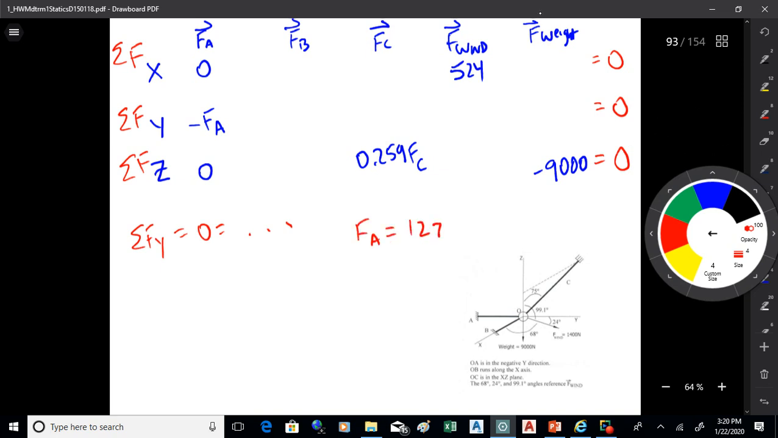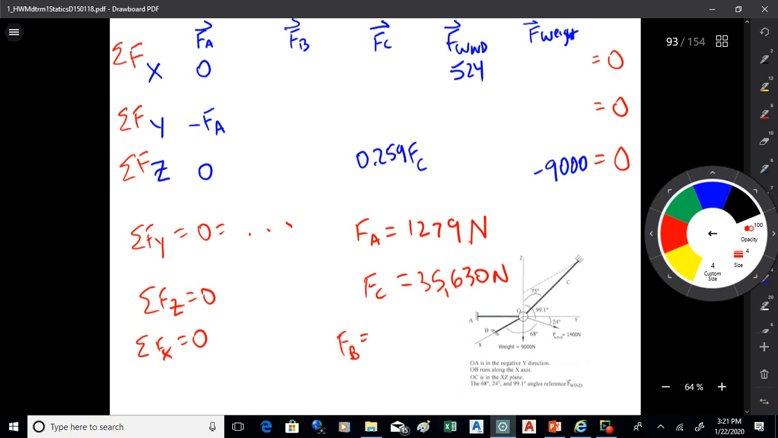I got FA is 1279 newtons. I got FC when I did that to get the next one. And what I get out of that is FC is quite large. It's 35,630. And then I go sum of Fy and set that equal to 0. Whoops, sum of Fx, my bad. And that should get you that FB is 33,891.